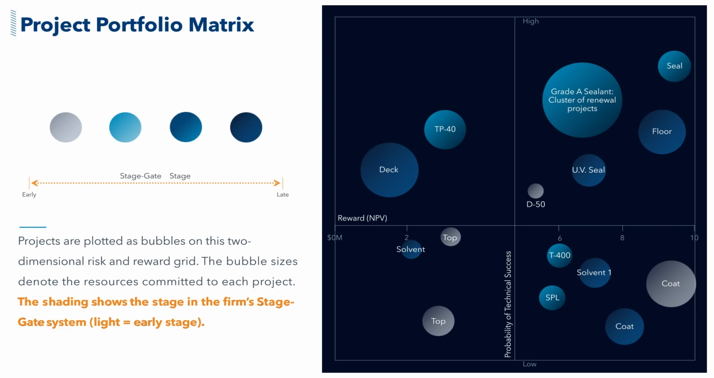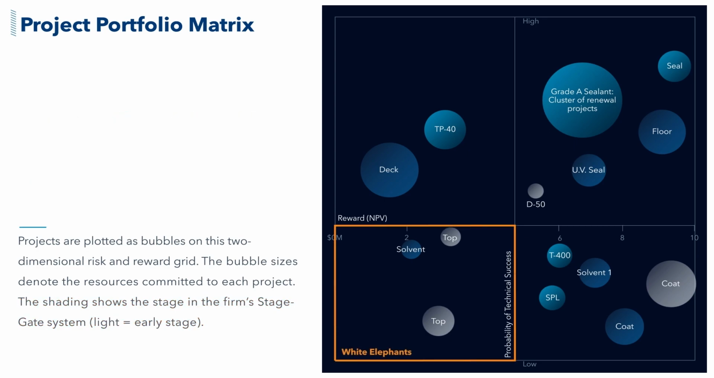Thus, a project can fall into one of 4 quadrants, namely starting from the bottom left and going clockwise. First, the white elephant projects. These have a low probability of technical success, and if successful, will produce a low return on the investment. These projects should be avoided, and you should direct resources toward more valuable opportunities.